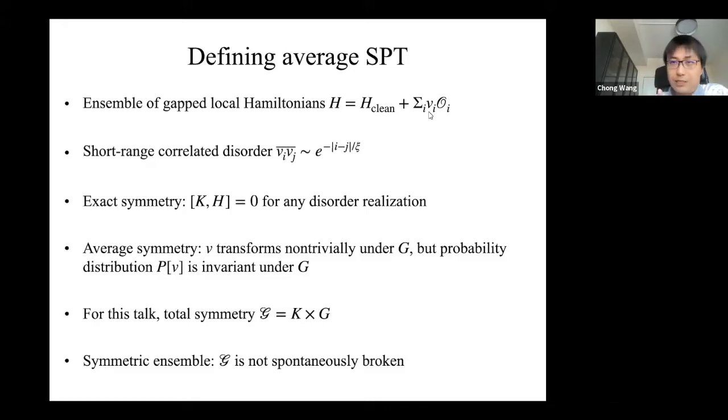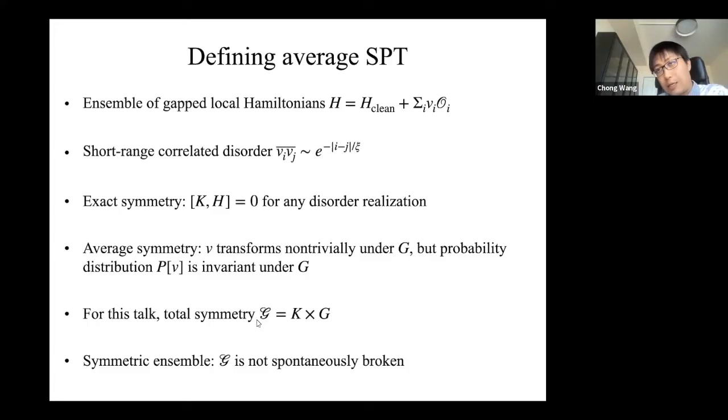Okay, but the fact that we call it an average symmetry is saying that the probability distribution of V is symmetric, is invariant under G, right? Even though individual V is not. And for this talk, let me focus on the simplest case where the total symmetry of my ensemble is just the direct product of these two. So it's exact symmetry, direct product with the average symmetry. In general, it can be much more complicated, a non-trivial group extension. But let me just focus on the simplest case.